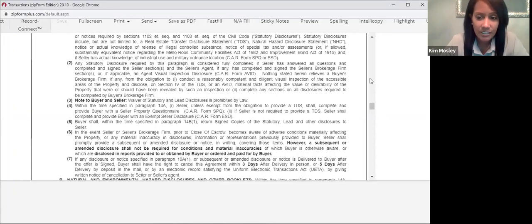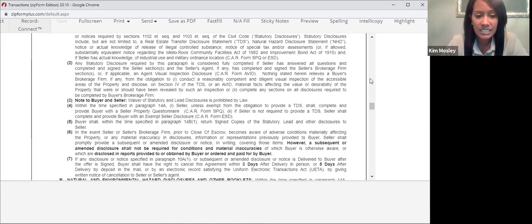And then notice it says, however, a subsequent or amended disclosure shall not be required for conditions and material inaccuracies of which buyer is otherwise aware, or which are disclosed in reports provided to or obtained by buyer or ordered and paid for by the buyer. So what are they talking about here? Basically like the physical inspection, right? The buyer pays for the physical inspection, and so the buyer is going to be made aware of those items that the inspector puts in the report.